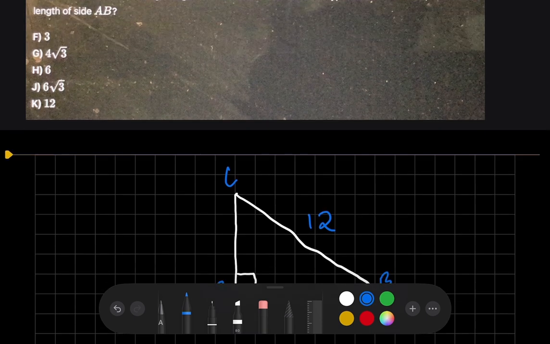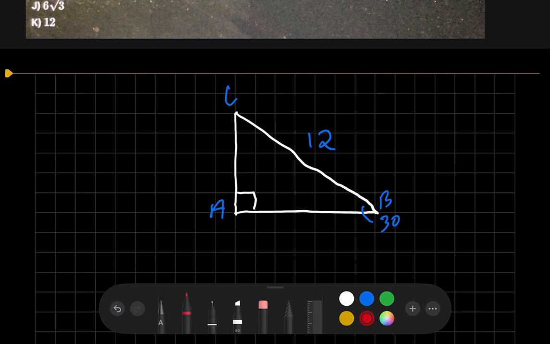So what is the length of side AB? So they want the length of this side right here. So what we do know is that for triangles, the sum of interior angles needs to be 180. So if this is 90 degrees and this is 30 degrees, stands to reason that this side right here would be 60 degrees. And this makes this one of the special right triangles. It's a 30, 60, 90 triangle.